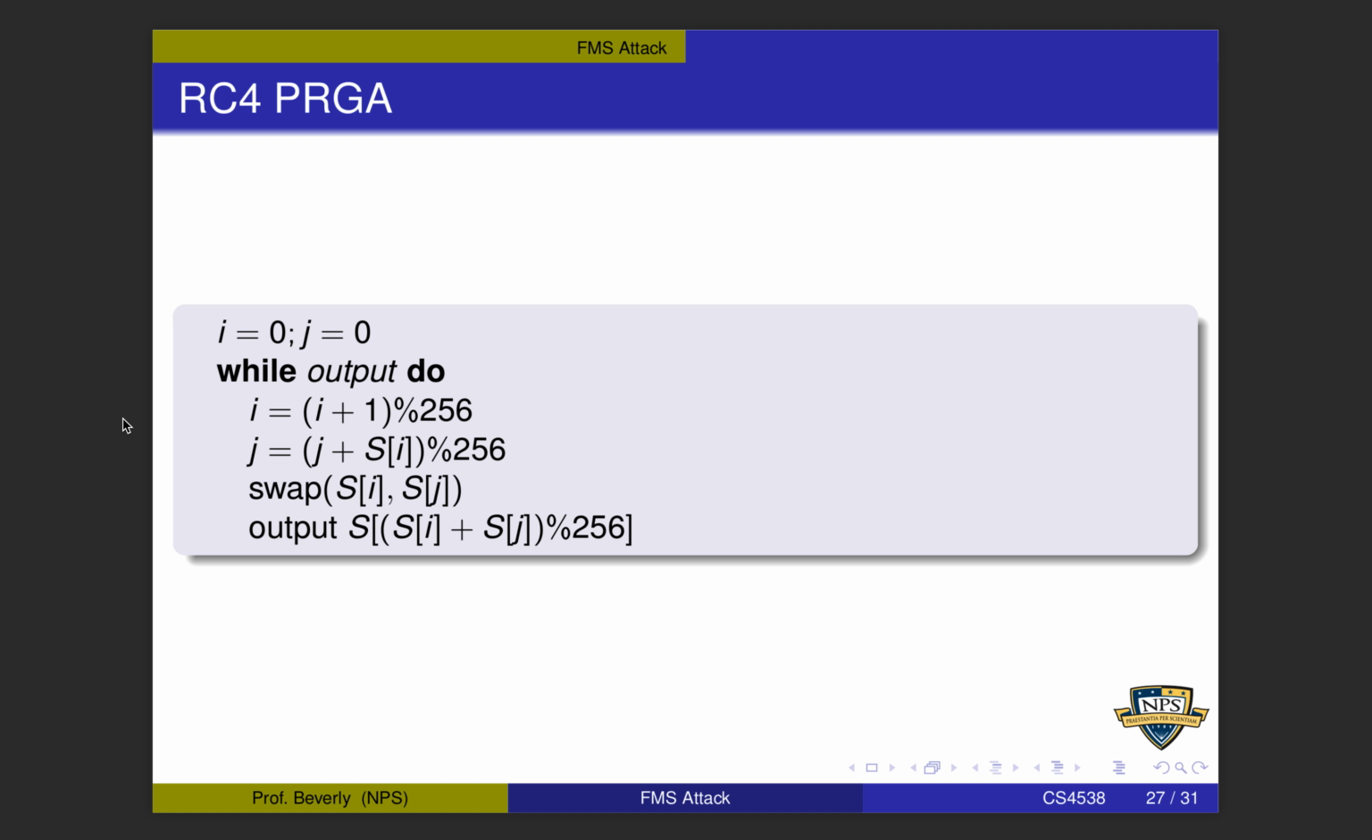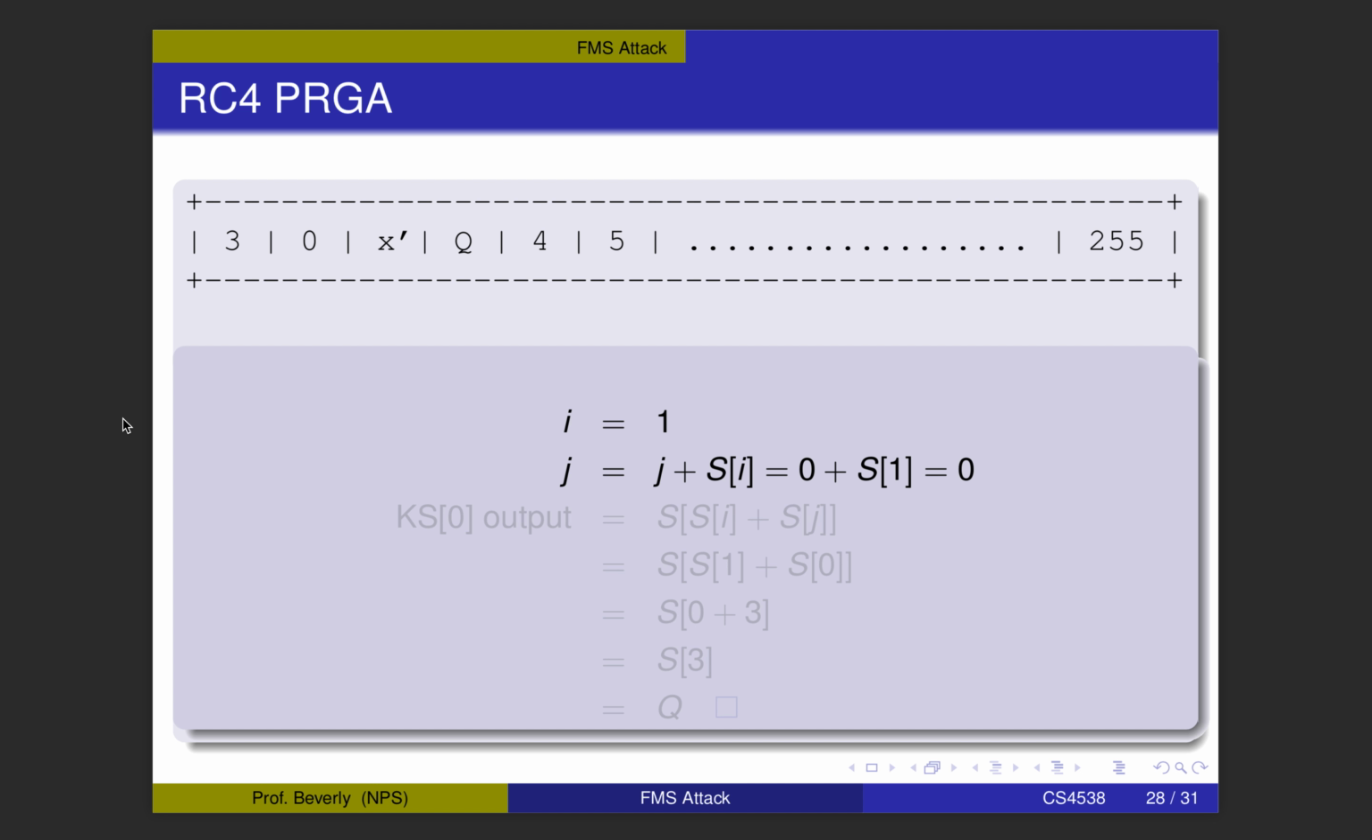You're going to swap i and j and then output S of i plus S of j, all modulo 256. So let's see what happens. The first thing that happens is our i and j are equal to 0. i gets updated to 1. i equals i plus 1.